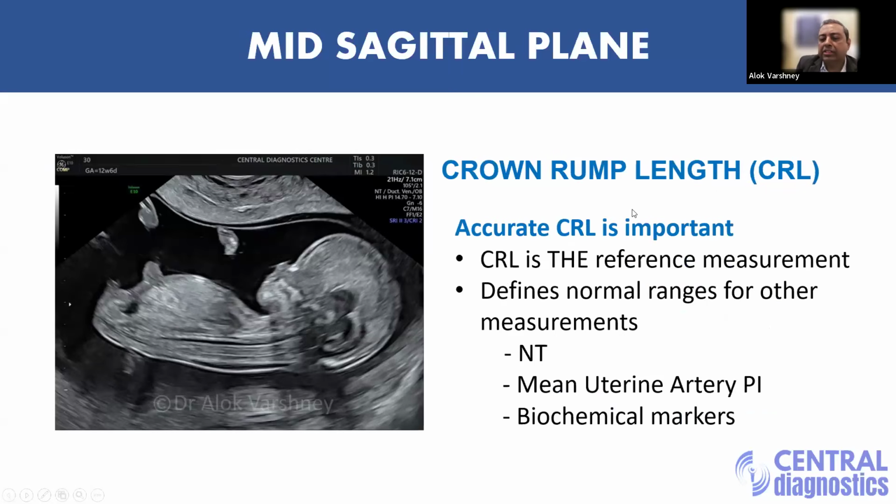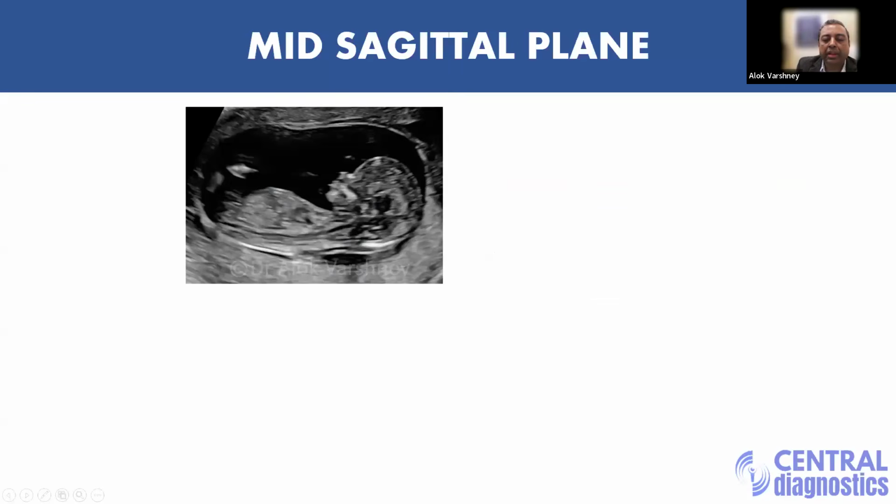So CRL is what is measured. We measure the CRL very, very accurately because this is the reference measurement for whatever tests we are going to do, like NT or mean uterine artery PI or the biochemical markers for the double marker test. So CRL is the parameter that is used, not the LMP, etc. So we make sure that we get a good image and then we measure the CRL accurately. So this is a good image.